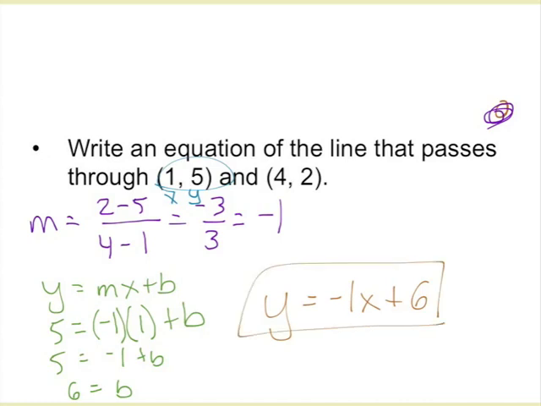And if you use the other point, the 4 and the 2, you should get exactly the same thing. Okay, assuming that you don't make any mistakes. Again, that 1 in front of the x isn't really necessary. The negative is though, but if you just said negative x plus b, that's exactly the same thing. Okay. Questions?